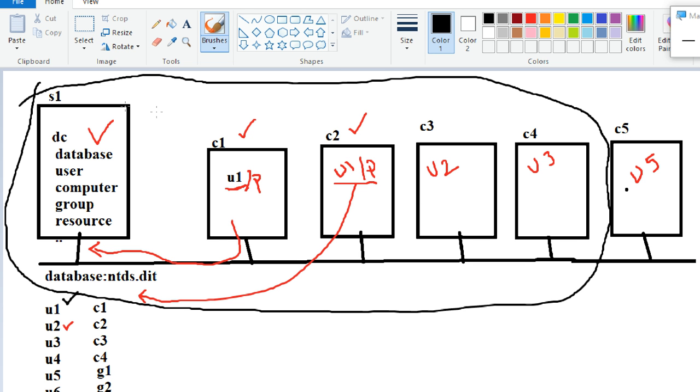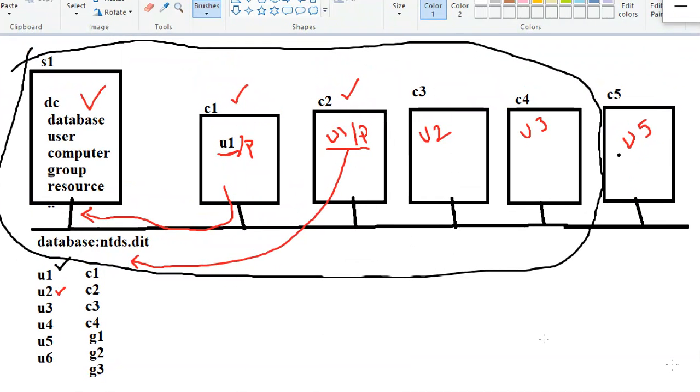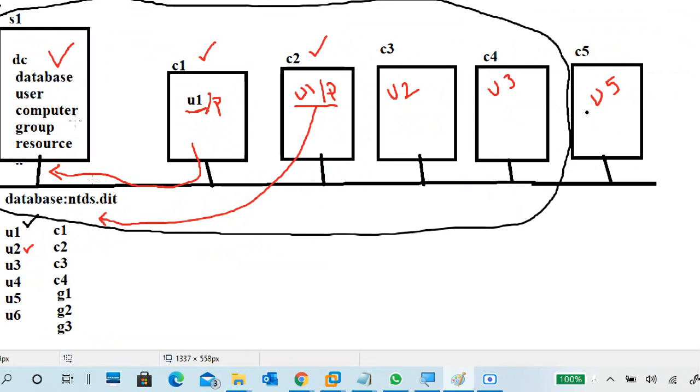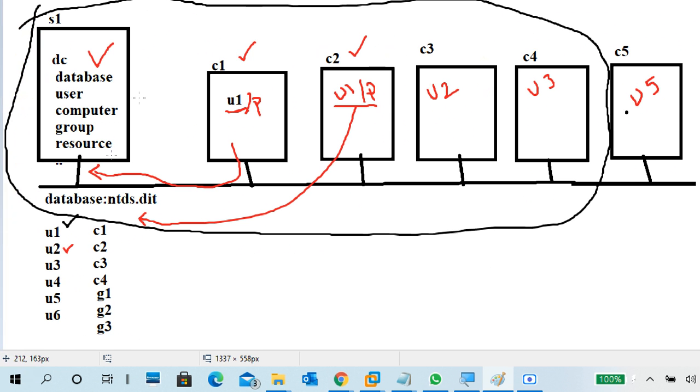It means, in this boundary, who are the members of my domain: computers, users, groups. They will be authenticated. If you try to log in from outside of my domain, meaning a workgroup PC or maybe another domain, we won't get authentication here. For example, C5 is a workgroup PC, and I try to log in with a domain user. It won't understand, since it doesn't have an account information in the PC. Okay, very good.